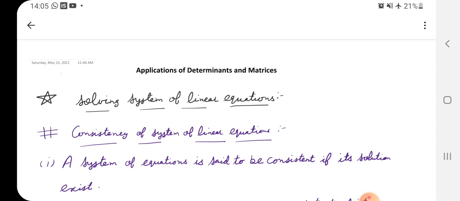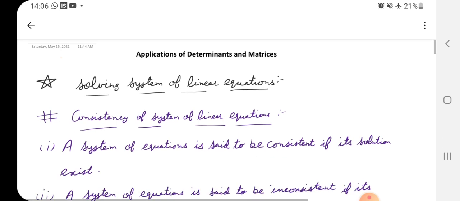In the matrices chapter, you all know that to represent a system of equations, we have the matrix method which says AX = B. So with the help of that matrix representation, we will solve our given system of equations.